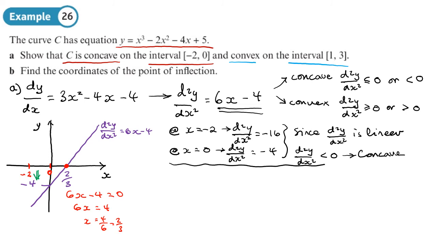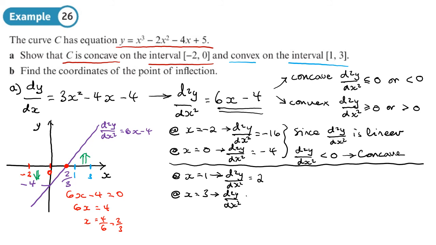Okay, let's have a look at the graph between the other interval, which is 1 and 3. So 1 is going to be here, 3 is going to be here, and in that interval it's definitely positive, it's above the axis. So I can do the same thing again. At x equals 1, the second derivative is going to be 6 times 1 minus 4, which is 2. And at x equals 3, the other end of the interval, the second derivative is going to be 6 times 3, 18 minus 4, which is 14.